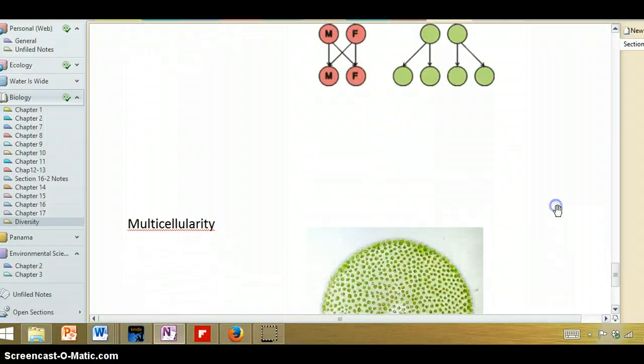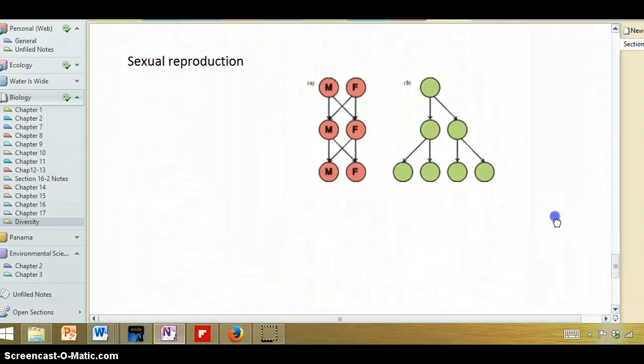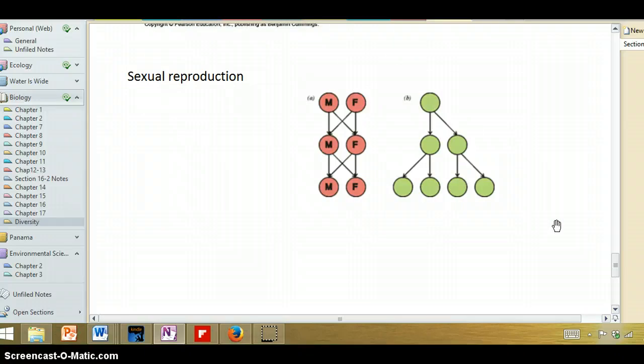All right, two more things talked about in this section are where did sexual reproduction come from and why do organisms do it, and multicellularity. I'm running out of time on the video, but we'll discuss that in class, essentially the advantages of each type of reproduction and why sexual reproduction is so common now.